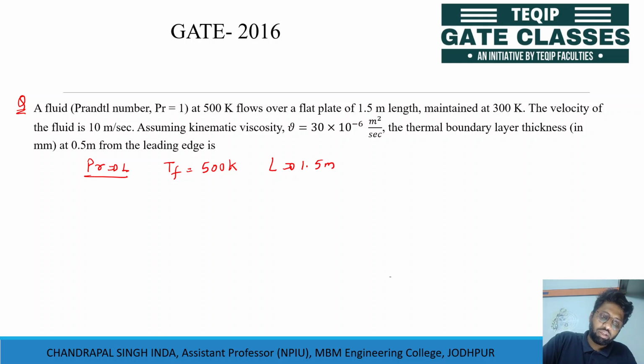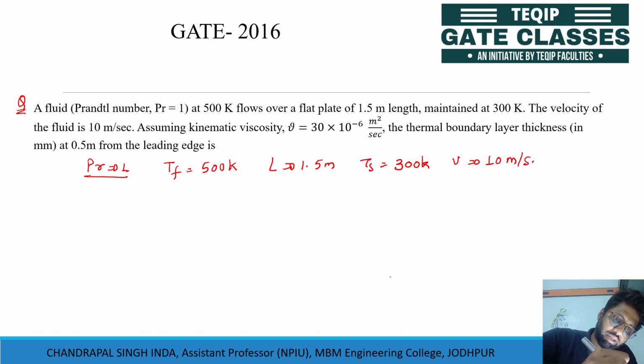Maintained at a temperature, which means the surface temperature given is equal to 300 Kelvin. The velocity of the fluid is V equal to 10 meter per second. Assuming kinematic viscosity nu is equal to 30 into 10 to the power minus 6 meter square per second. The thermal boundary layer thickness at 0.5 mm from the leading edge is.